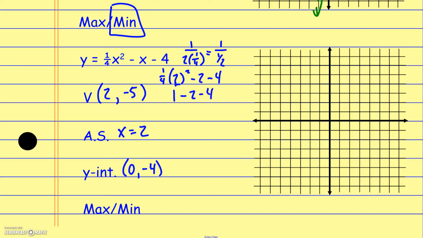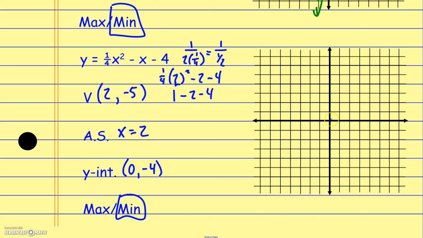And now this one, because my a value is positive, I know that this thing is going to open up, which means my vertex is at the bottom, so it means I have a minimum value again for this one, all right? And all of those things are just going to really help us check this as I go to graph and make sure everything's in the right place.